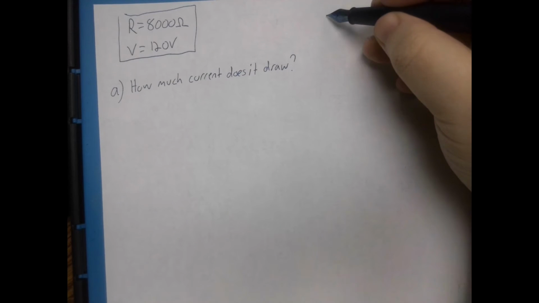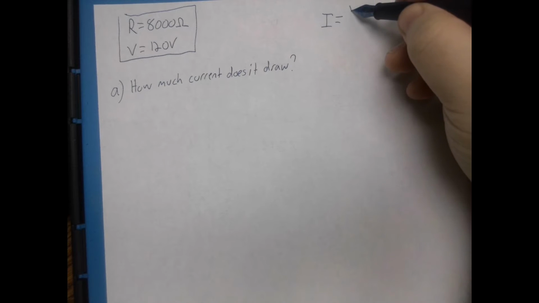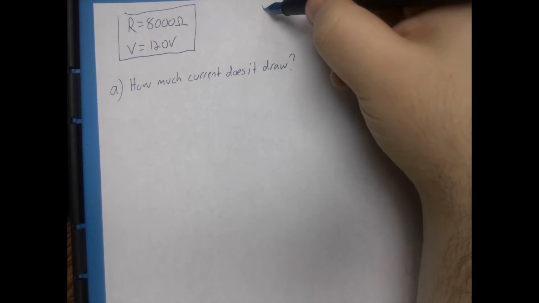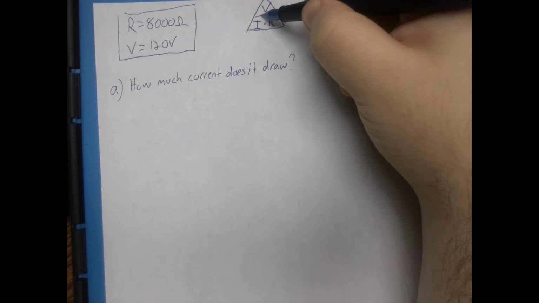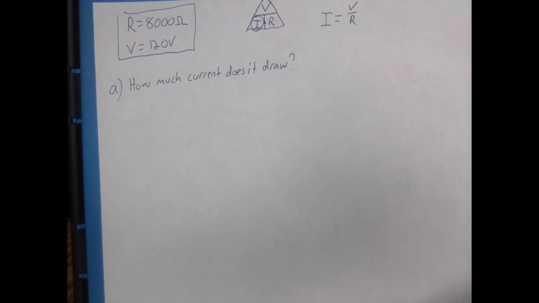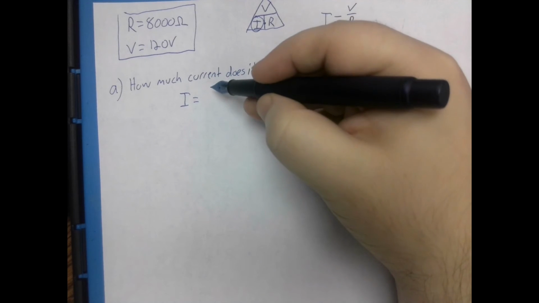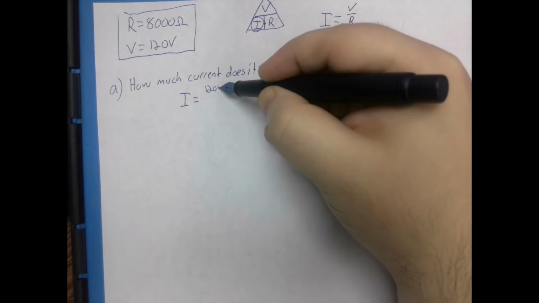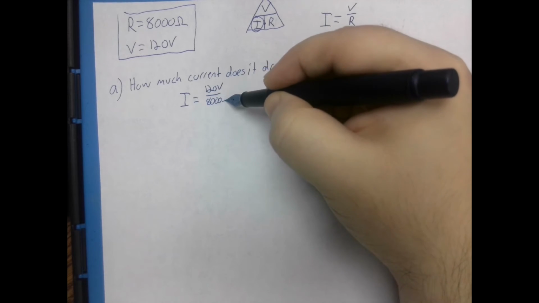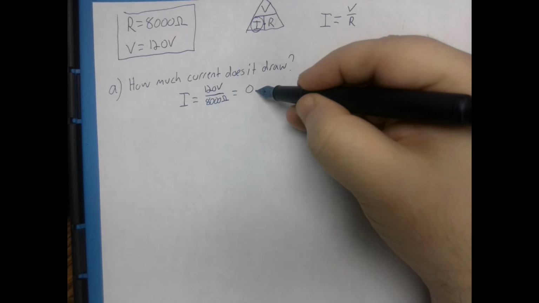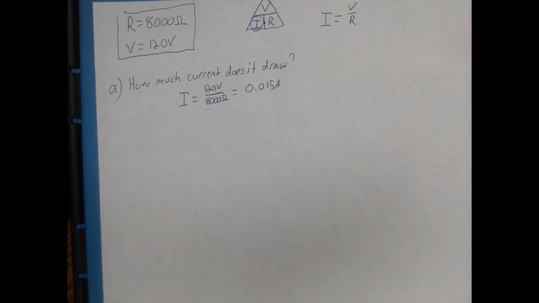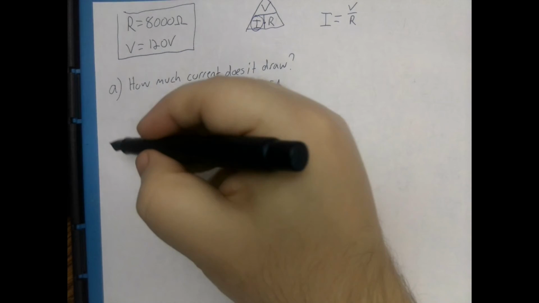So this is Ohm's law. Ohm's law states that current is equal to voltage over resistance. Or if you just remember, voltage is equal to current times resistance. Current is voltage over R. So your voltage is 120 volts over 8,000 ohms, which is equal to 0.015 amps. How much power does it use?